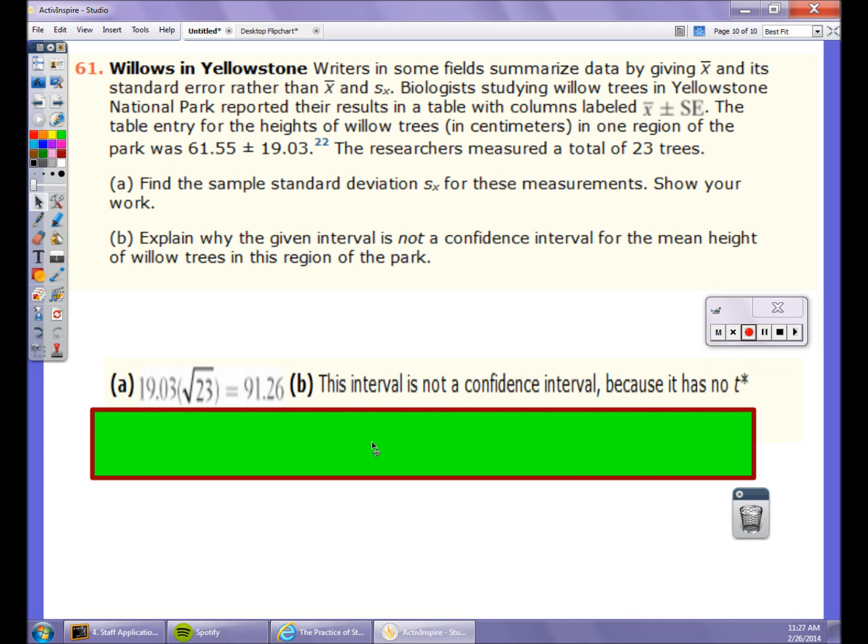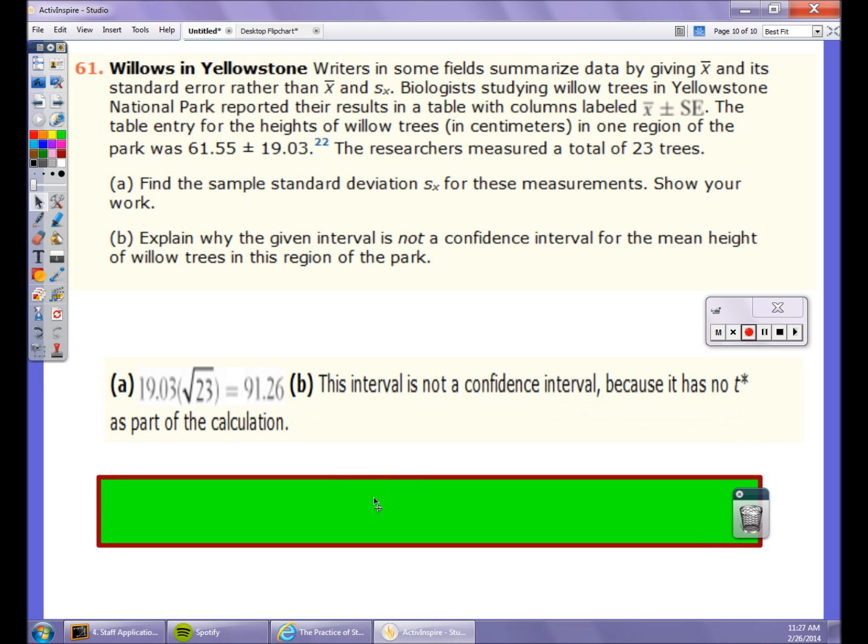In doing that, I'll get 91.26. And then question B. Why is this not a confidence interval? Well, because they left out the t star. You would also have to multiply by the critical value.